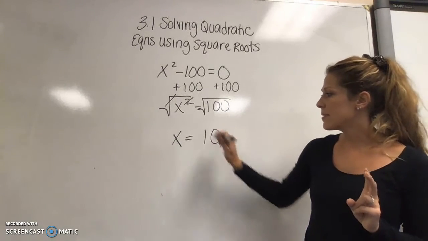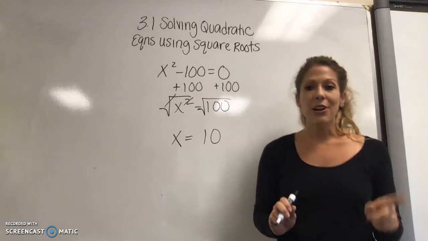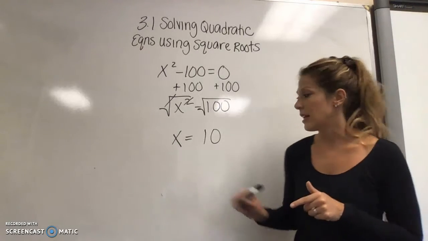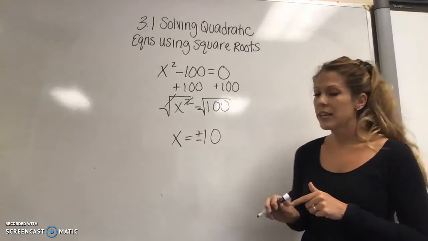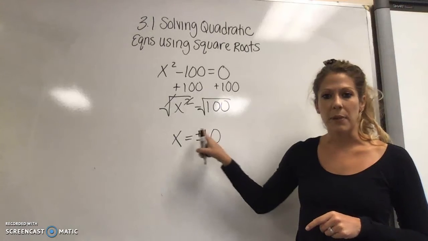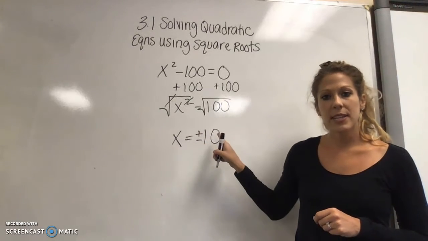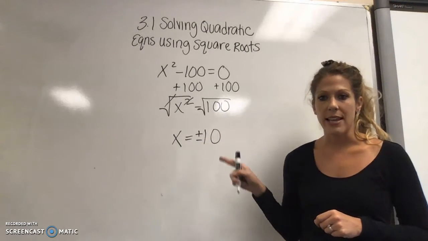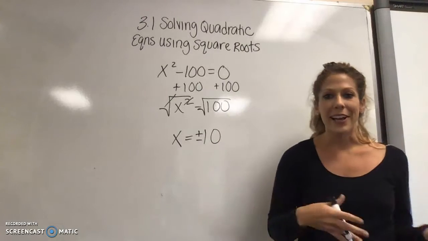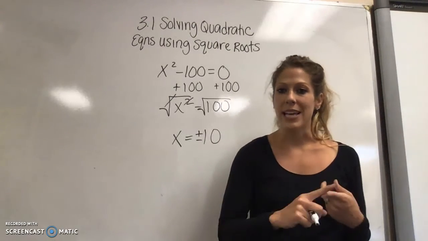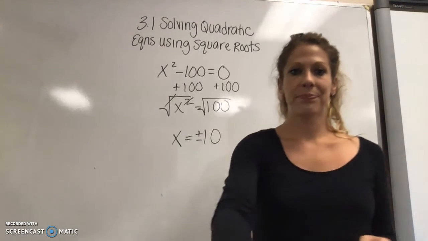Because yes, 10 times 10 is 100. But so is negative 10 times negative 10. So a shorthand way of writing that is this little plus or minus sign. This means positive 10 is an answer, and so is negative 10. So that means our x-intercepts for this problem would be 10 and negative 10.